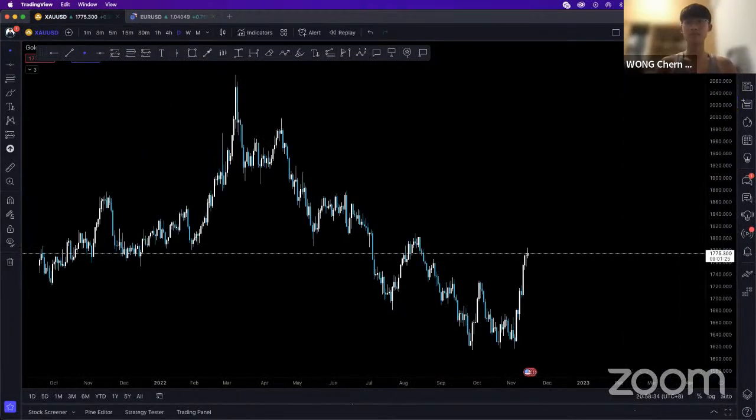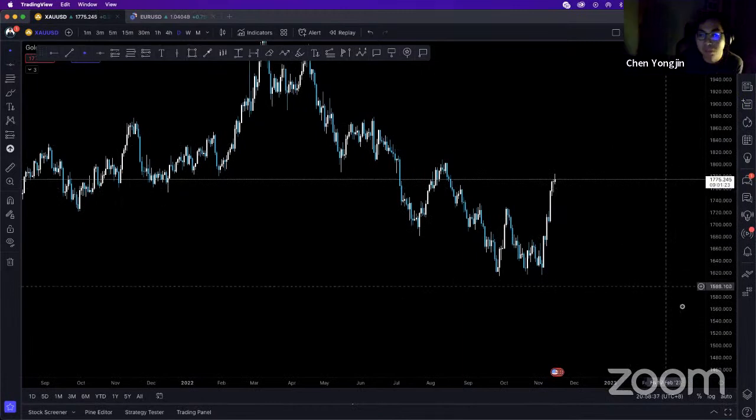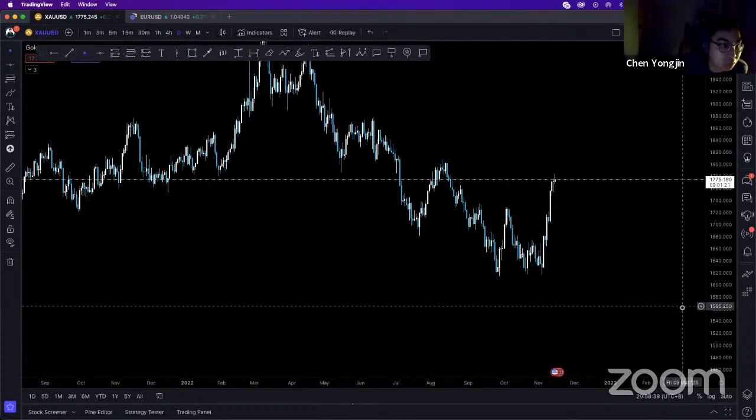Just looking at the daily, if the PPI is good, we can potentially look for price to break this liquidity area right there. So I'll draw a line. We can potentially look for price to break this area, but let me take a look before that.